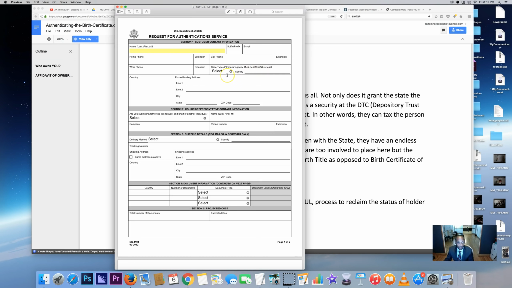country, and everything else. Now, remember, the same thing that you did on the state version, you're gonna do on the federal level too. Once it says country, you're gonna put Taiwan right here. Everything else is gonna be as normal. When they ask you for country, you're gonna put Taiwan.